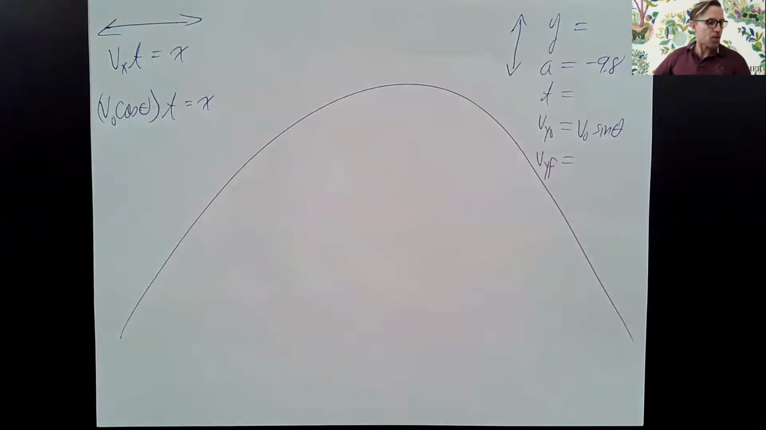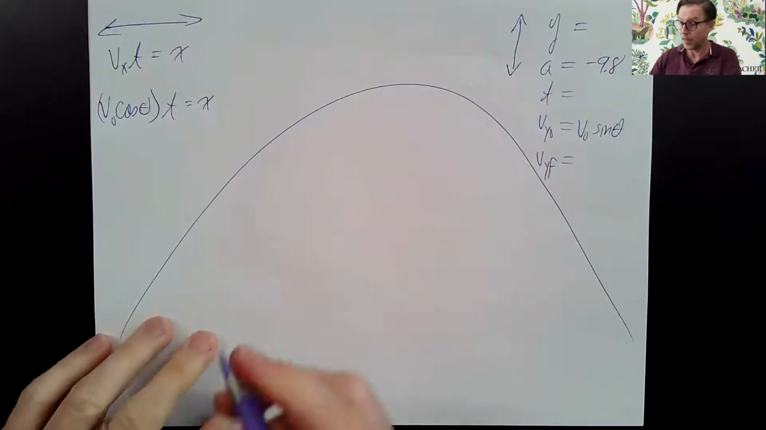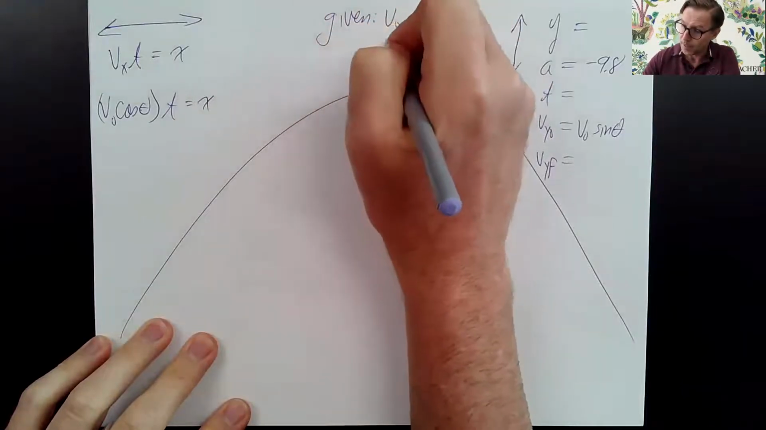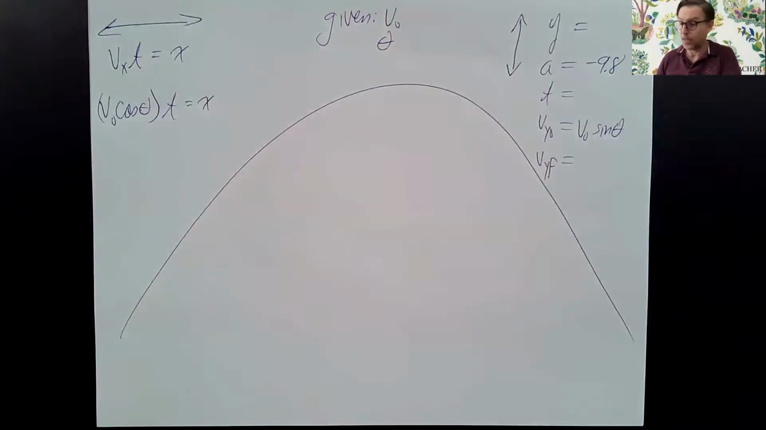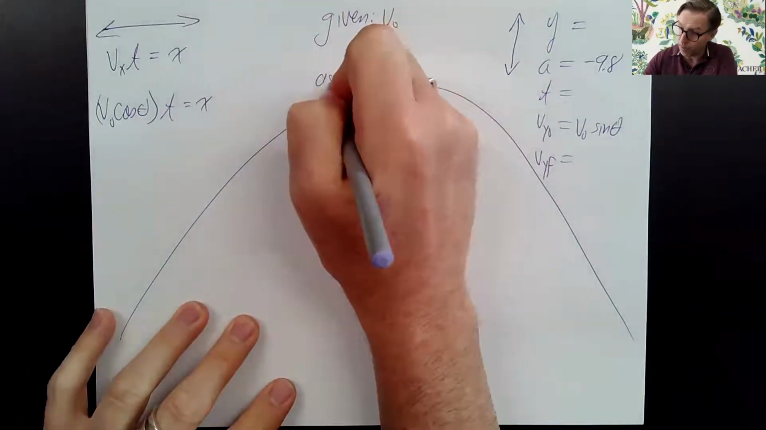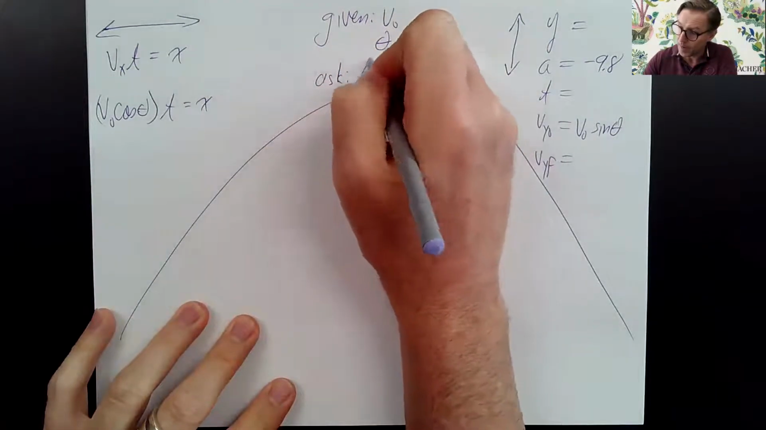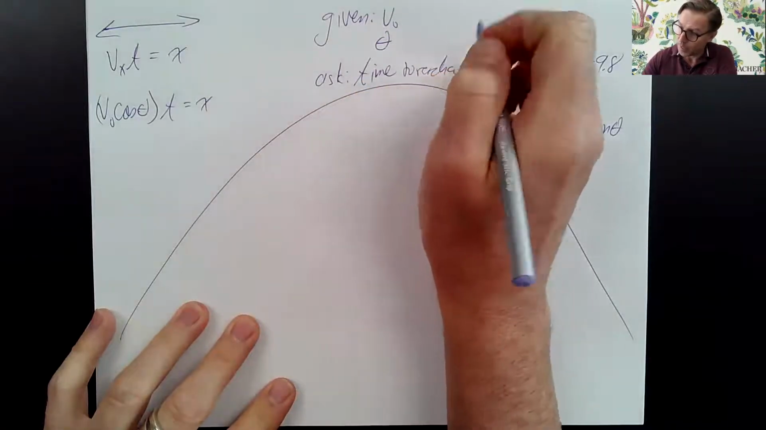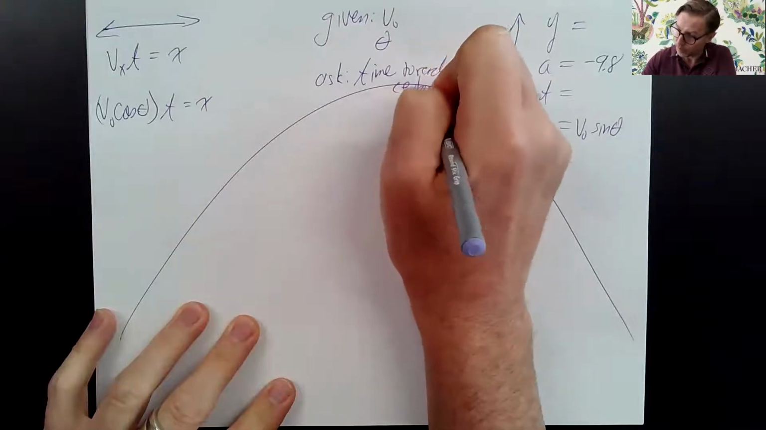Okie dokie. So in this problem, I'm going to tell you the original conditions. I'm going to tell you the ball's initial speed and the ball's initial direction. So given v naught and theta, I'm going to give you those, and I'm going to ask you for the time to reach a certain height.